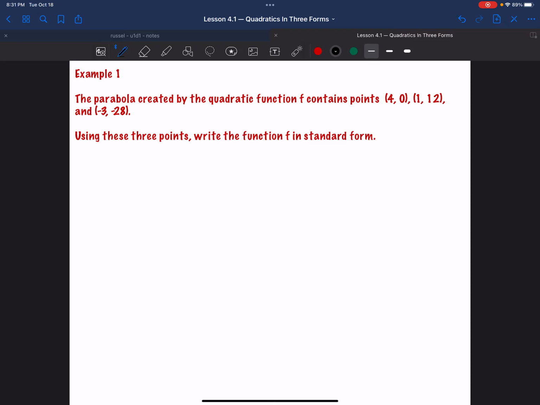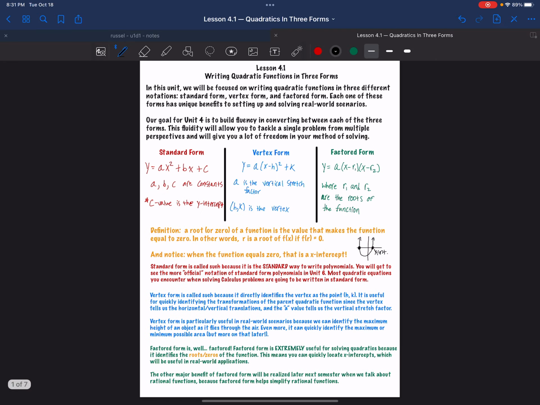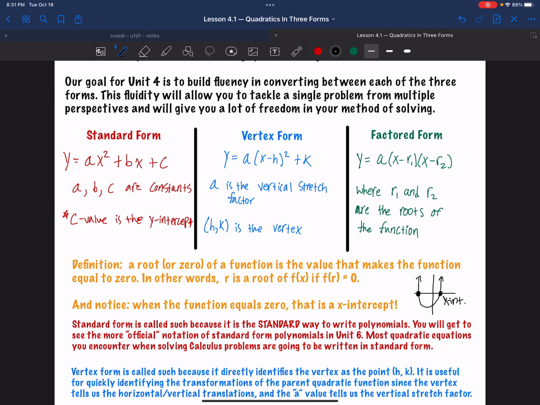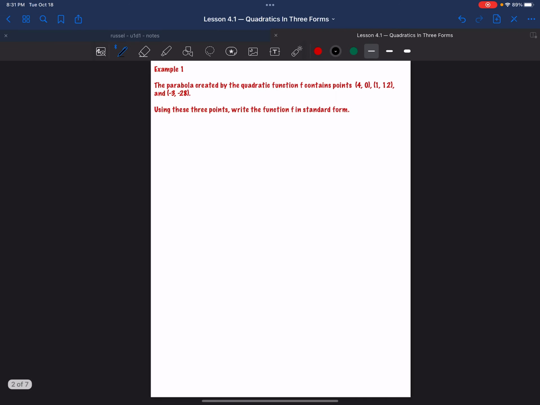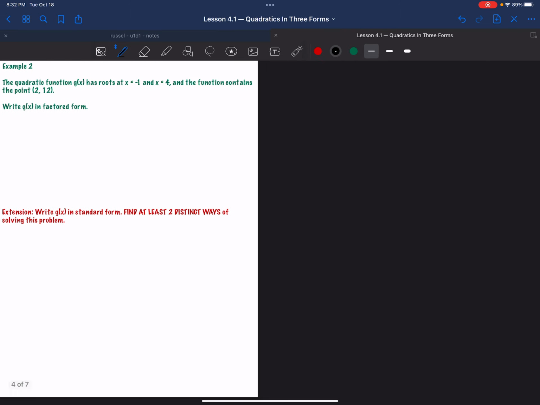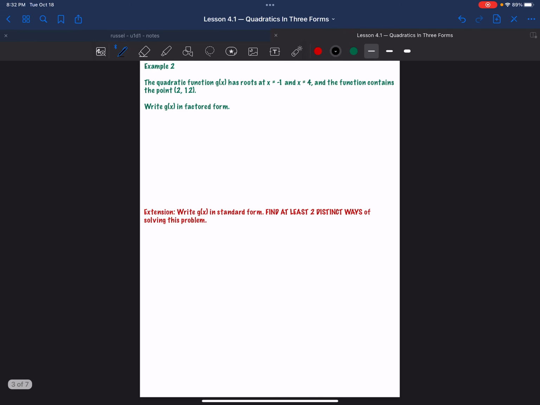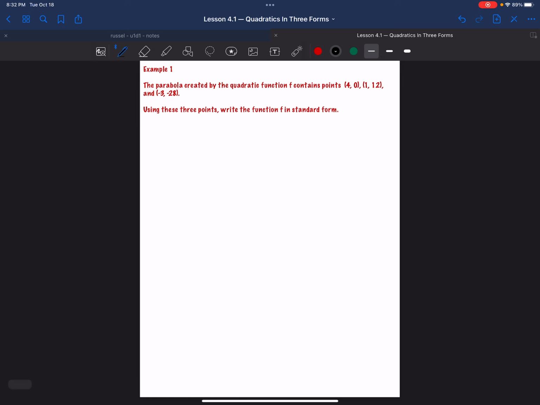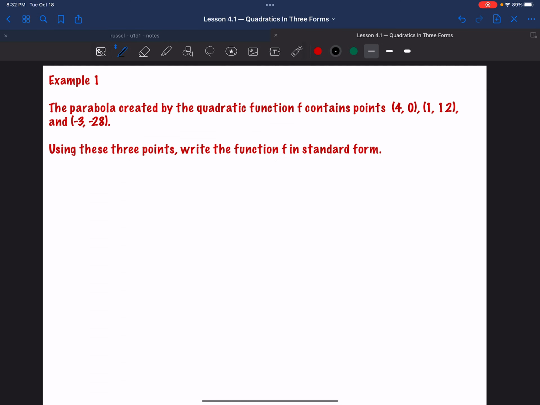Okay. So in this video, I'm going to talk about 3 examples. The last video, we talked about standard form, vertex form, and factored form, which I've kindly listed right here. And we're just going to do example 1, 2, and 3 in this video. Each of these examples asks us to write it in one of the 3 forms. And that's what we're going to do. So here we go with example 1.